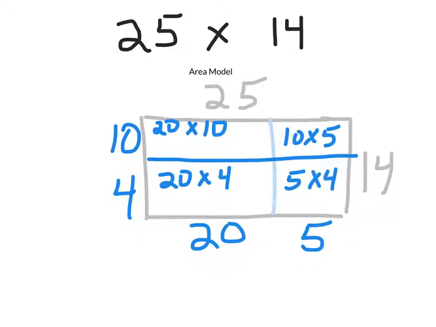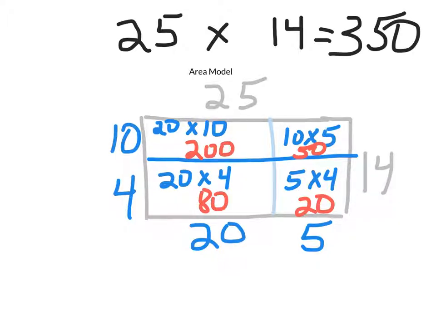So as you can see, we're doing 20 times 10, and then 20 times 4, and then 5 times 10, and 5 times 4. The reason we do this is it gives us some easy numbers to multiply with, and the kids can do this in their heads. Once we have these answers, we add all 4 numbers up. When you add all 4 numbers up, you will get 350.